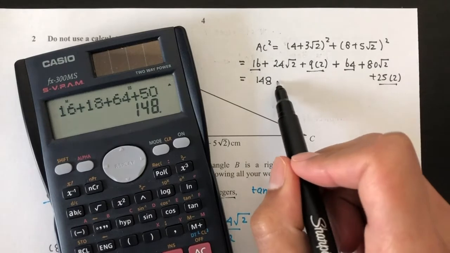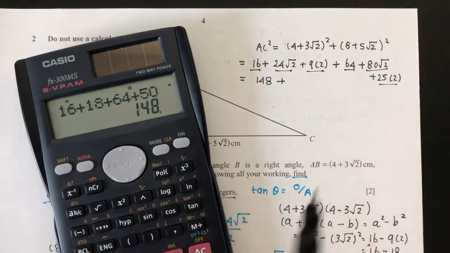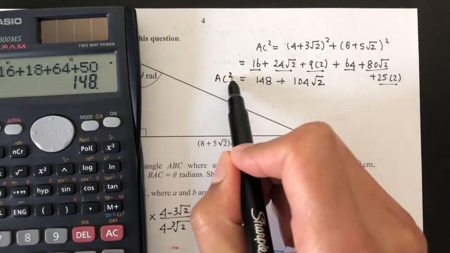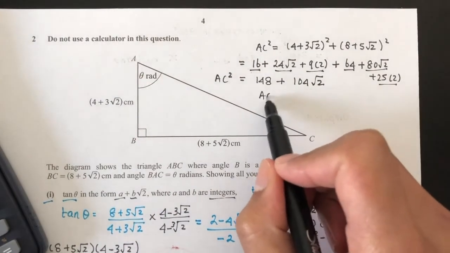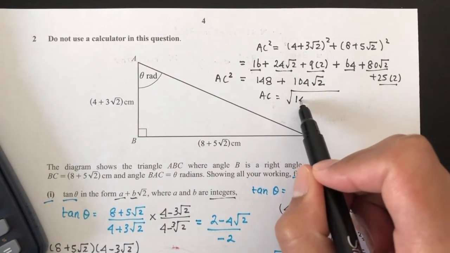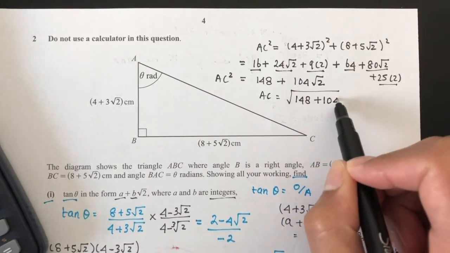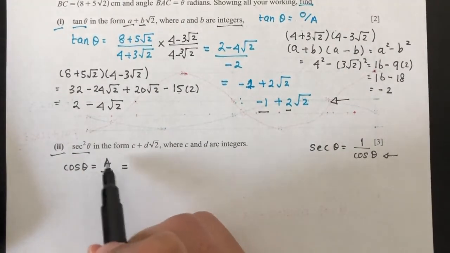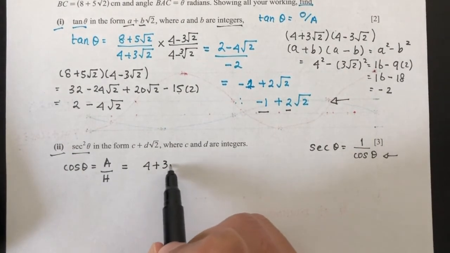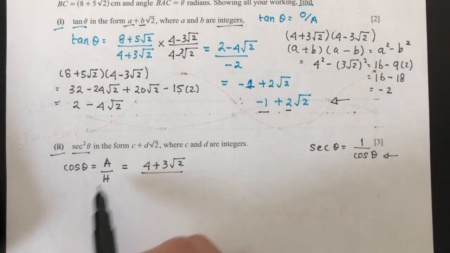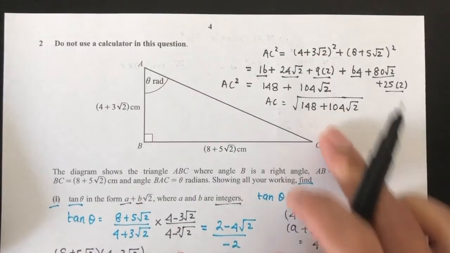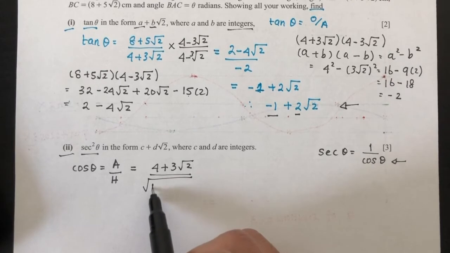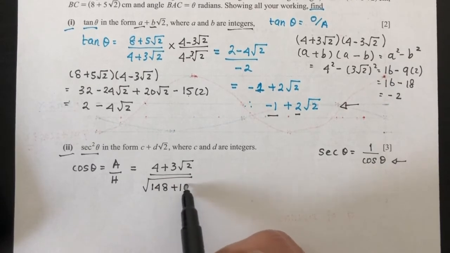And then we have to add this one and this one. That should be 104 root 2. That is for AC square. Now to find AC, that will be the square root of this one. Okay, for now we have AC. Now replace back here. A is your adjacent side, which is 4 plus 3 root 2, divided by H, which is your AC, given to you as this one. That will be root of 148 plus 104 root 2.